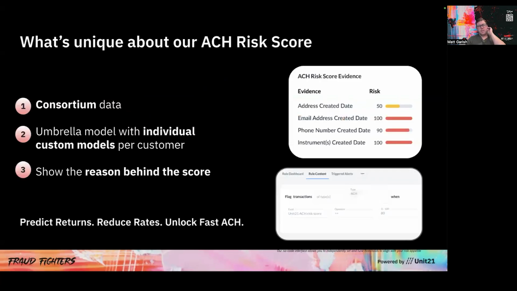And then lastly, let's chat about what is unique to our ACH risk score model. So first, we do leverage consortium data. We also take a two-pronged approach with an umbrella model and an individual customer model. And finally, as we mentioned, the idea is that we're always showing you what's actually going into the score itself.